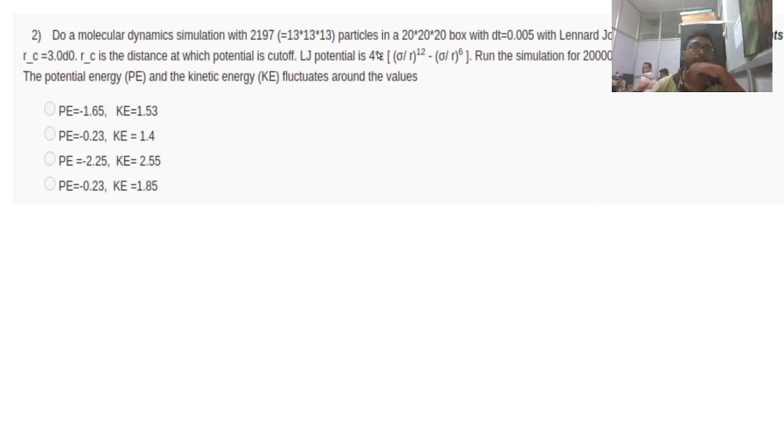The Lennard-Jones potential has this form: 4 epsilon times (sigma by r to the power 12 minus sigma by r to the power 6). You have this potential given, and there are different parameters whose values are given. Then you have to run the simulation for 20,000 iterations without a thermostat. What does it mean to be without a thermostat? Basically, when the iteration is going on, at each time step there will be an increment of the temperature, and that will increase the kinetic energy itself.